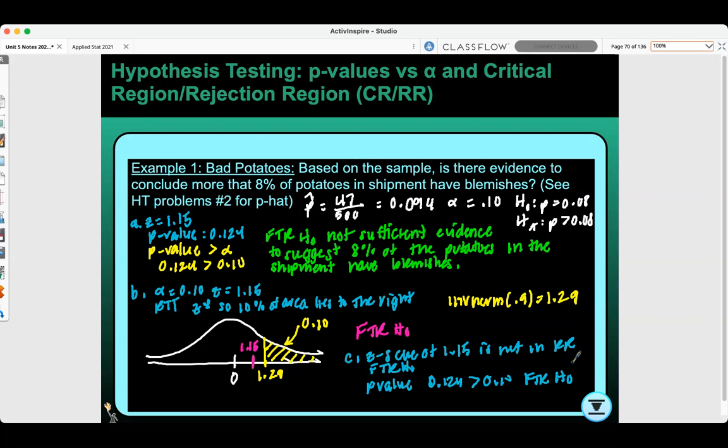And remember, the p-value is the probability we get our result or something more extreme given the initial claim about the parameter. So it's like a conditional probability: the probability that p-hat is greater than or equal to 0.094, given that my parameter p equals 0.08.